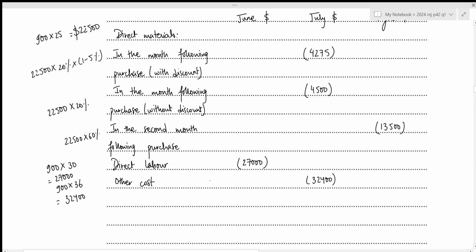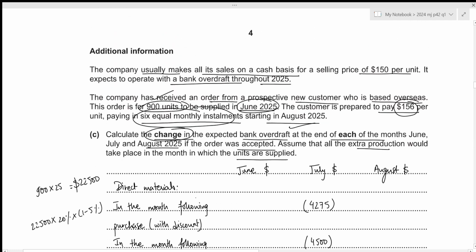And finally, there will be a receipt in the month of August. So receipt from customer. And in this case, the customer is prepared to pay 156 per unit. So the total revenue should be 900 times 156, which results in 140,400. And this will be paid in 6 equal monthly installments. So one installment will be of 140,400 divided by 6, which results in 23,400.